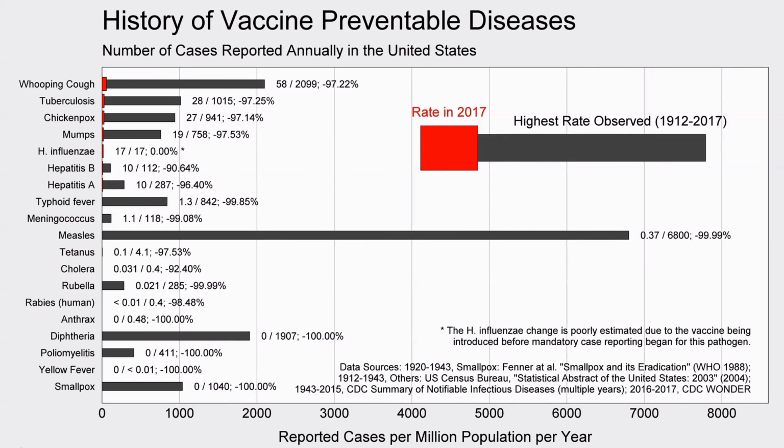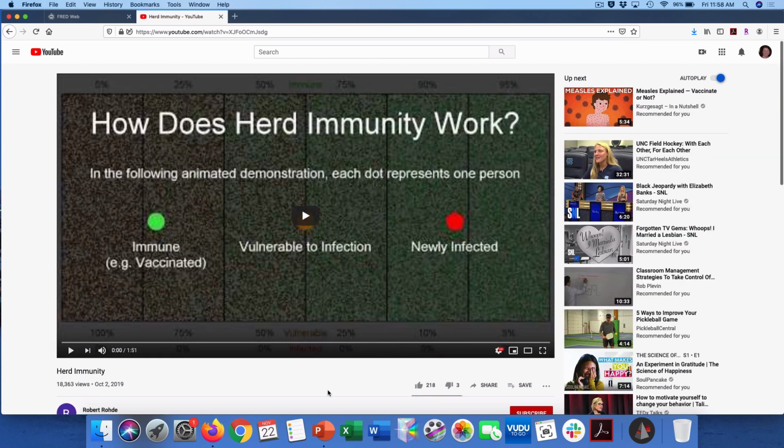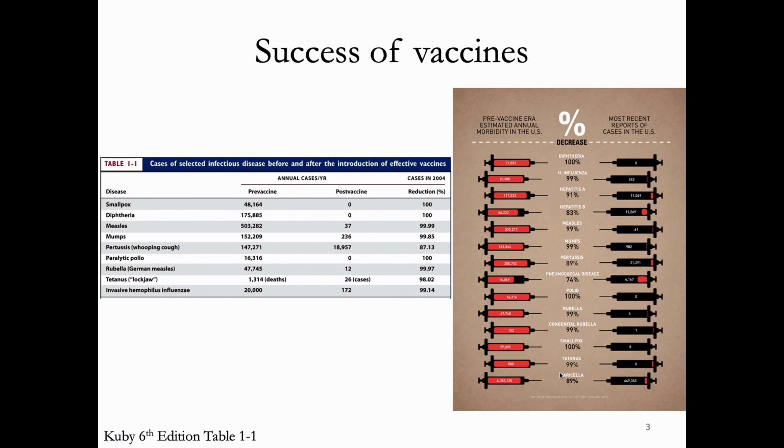So hopefully this showed you the success that vaccines have had in dramatically reducing numbers of infectious diseases. And so usually when I see data like that, my thought is, go team immunology.